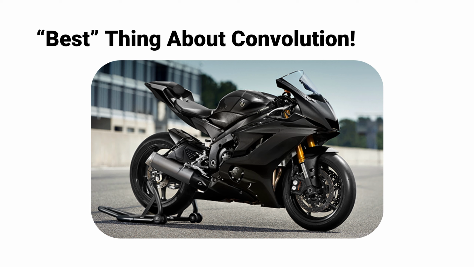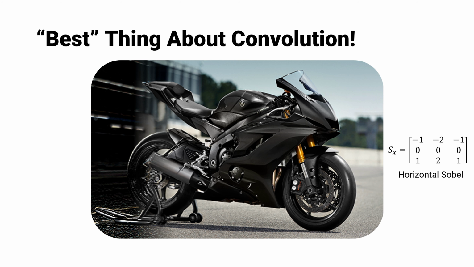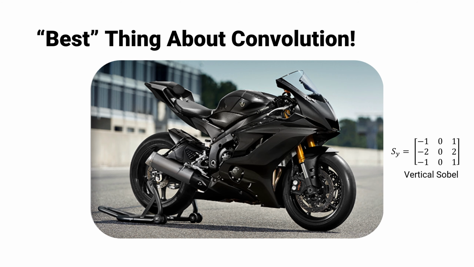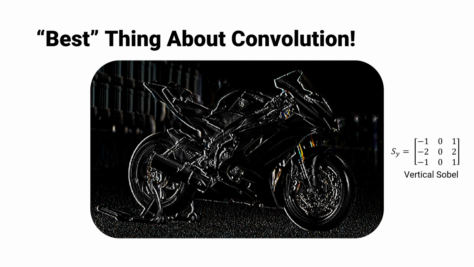So let's look at one of the best things about convolution, because we said it has beautiful mathematical properties. Let's take this image of a Yamaha R6 motorcycle, and we have a horizontal Sobel kernel, as it's called. Essentially, if we run this kernel through, we will see all the horizontal edges here, right? So that's the idea. And if we do the same thing with a vertical Sobel kernel, we will see all the vertical edges, right?